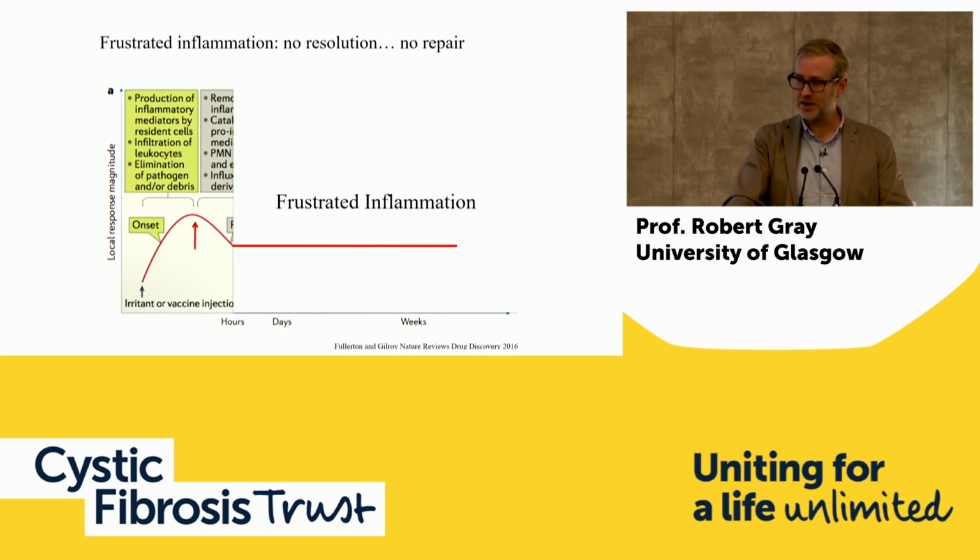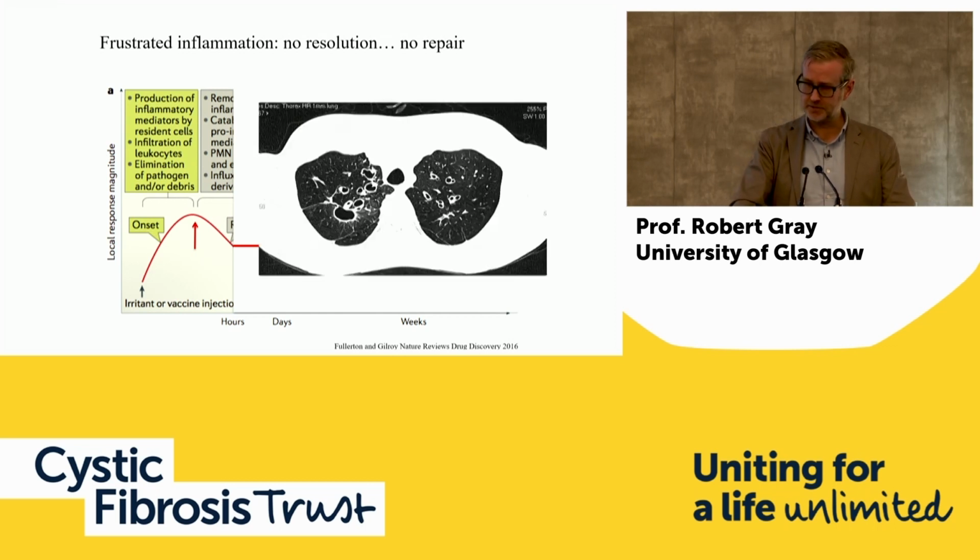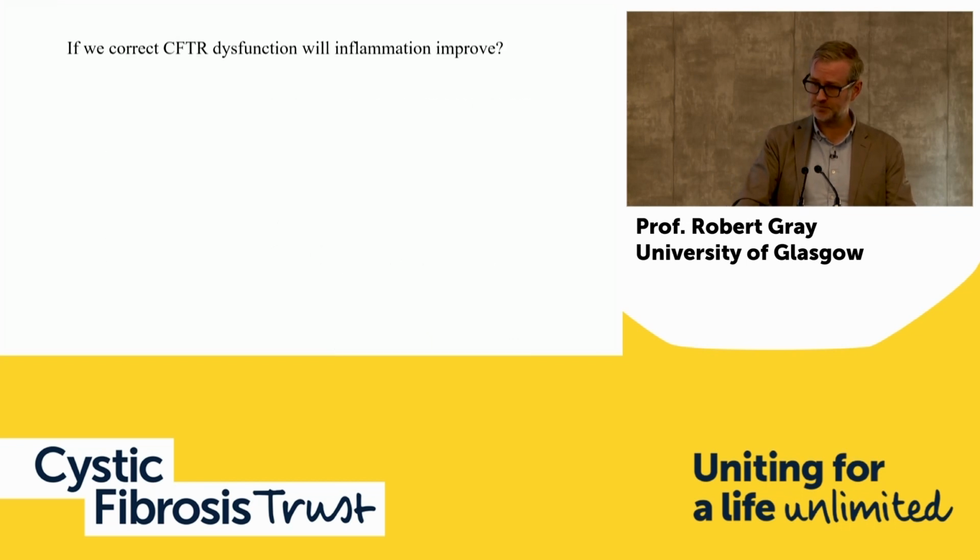What we see is a sort of protracted acute inflammatory process that never really gets any better and is characterized by lots of neutrophils and lots of pro-inflammatory cytokines. And that's what leads to this destructive lung disease that until now has been characteristic of CF, but may of course be changing with the newer treatments that we have available to us. So a major question that we wanted to answer was, if we corrected CFTR dysfunction, would inflammation improve in our patients?